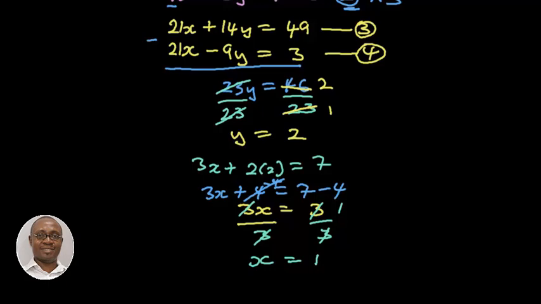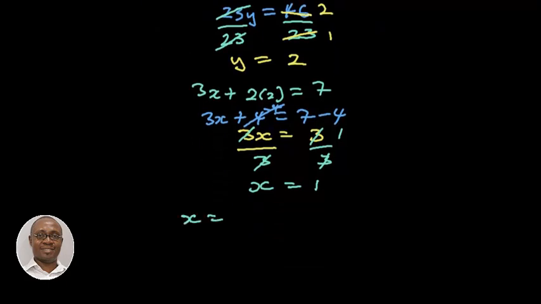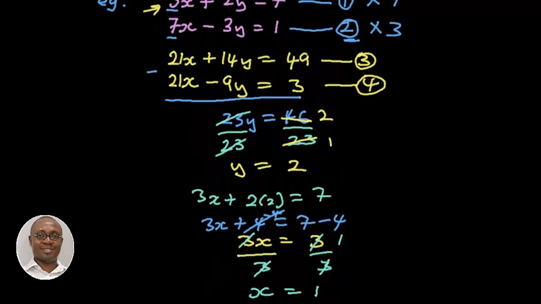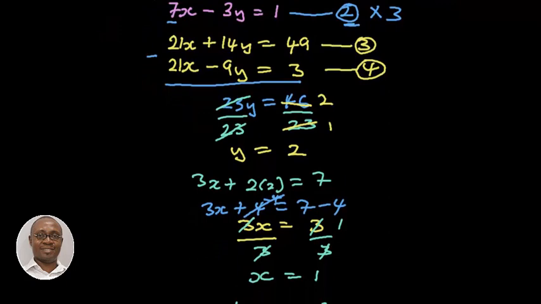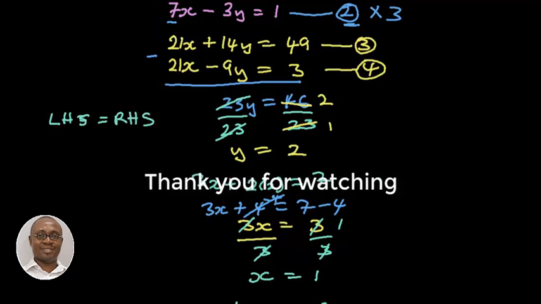Alright, so x is equal to 1, while y is equal to 2. So you can do a quick check on your own to know if the answer is correct. That is, to find out if the left hand side is equal to the right hand side. Good.